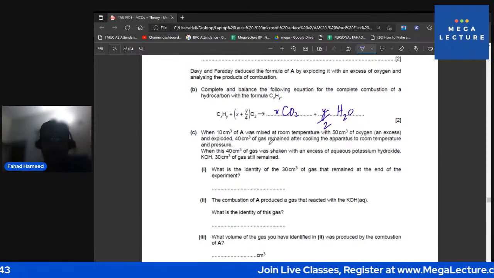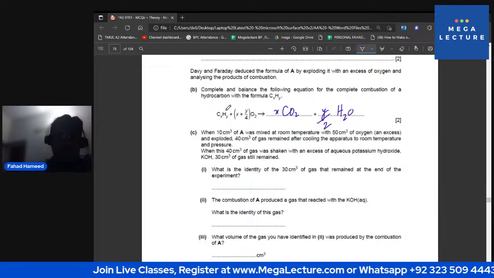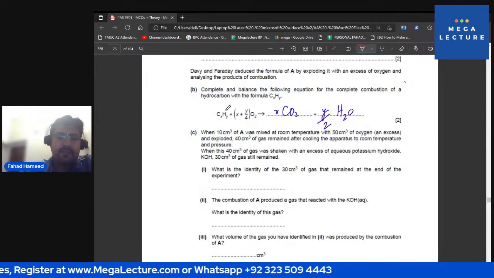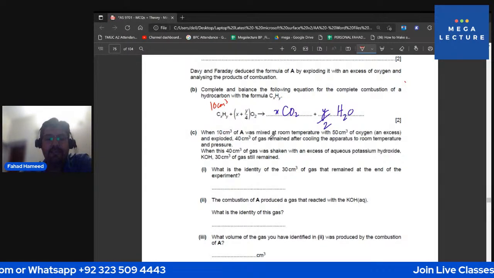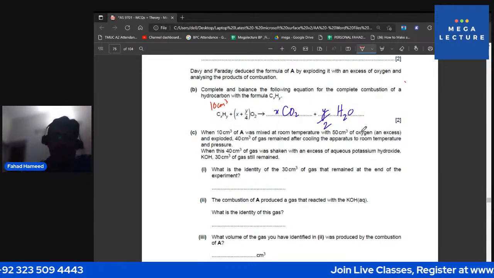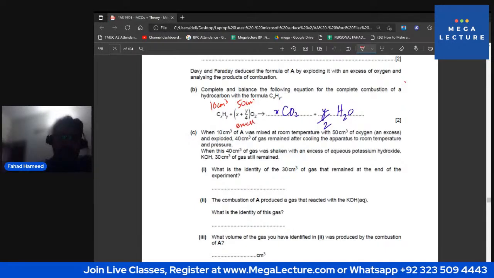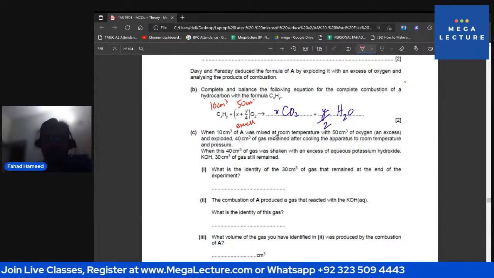If we do this quickly, you got 10 cm cube of A. This is A, and that is burnt. So this one is 10 cm cube, and it's burnt with 50 cm cube excess oxygen. So remember, 50 cm cube excess. 40 cm cube of gas remained after cooling the apparatus to room temperature.